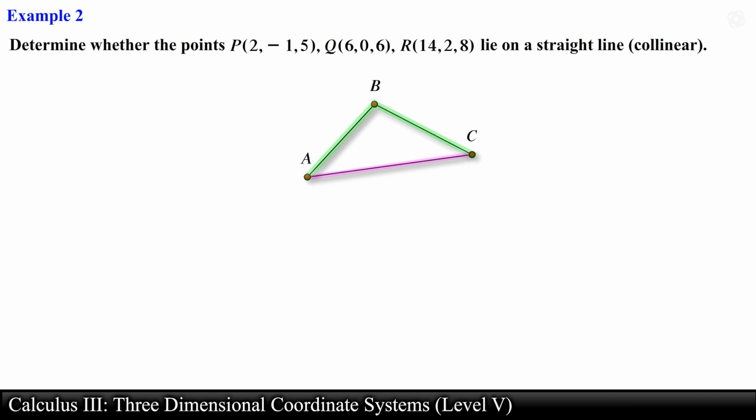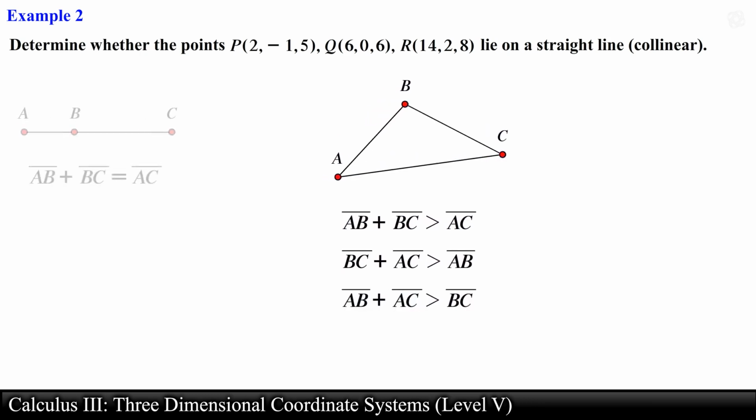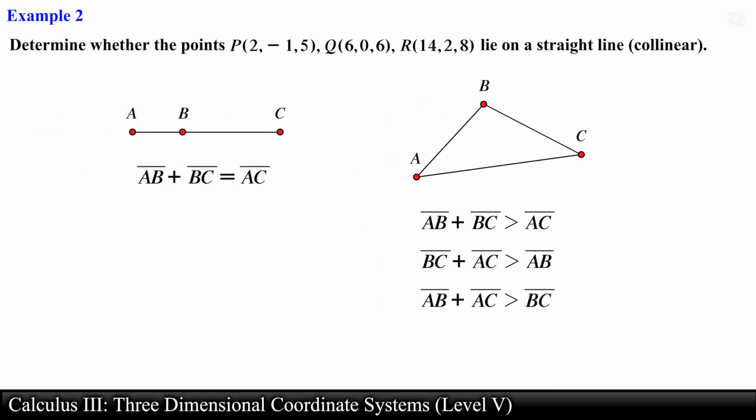side of the triangle. In other words, we need to show that line segment AB plus line segment BC is greater than line segment AC, and that line segment BC plus line segment AC is also greater than line segment AB. And finally, line segment AB plus line segment AC is greater than line segment BC. In either case, we need to find the length formed by each point and use one of these geometric relations to verify that they are collinear.